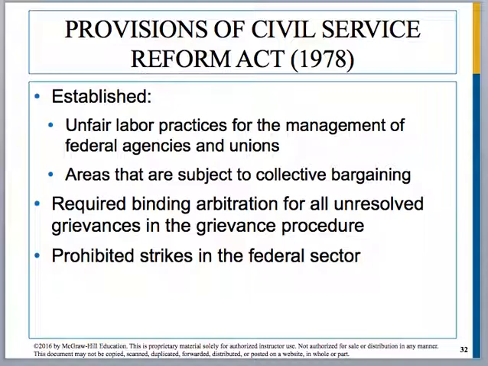It was established because we had unfair labor practices for the management of federal agencies and unions. There are some areas that were subject to collective bargaining, and so it requires binding arbitration for any grievances that are unresolved in the grievance procedure, and it prohibits any strikes in the federal sector. Imagine if we had strikes in the federal sector, so much would be shut down, and a lot of services would be shut down.